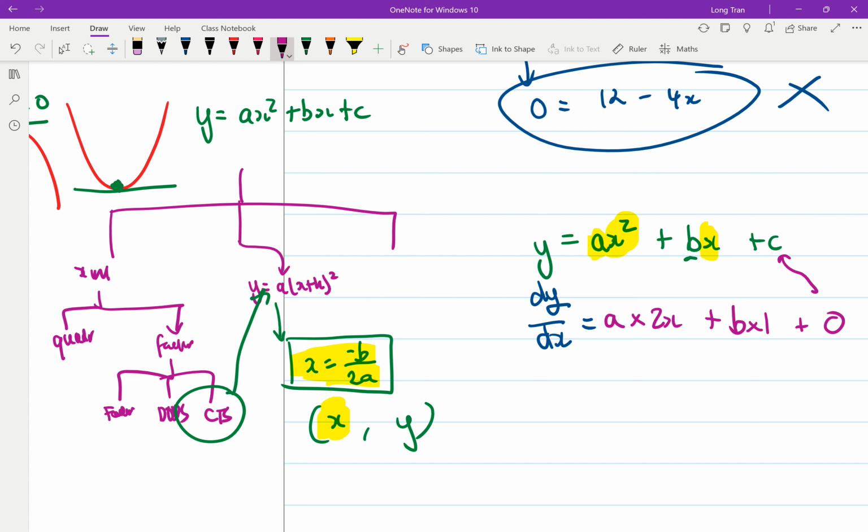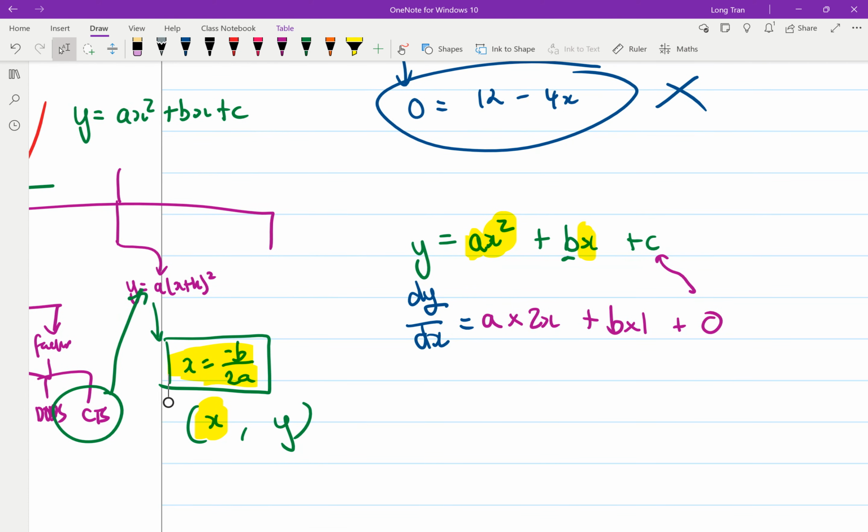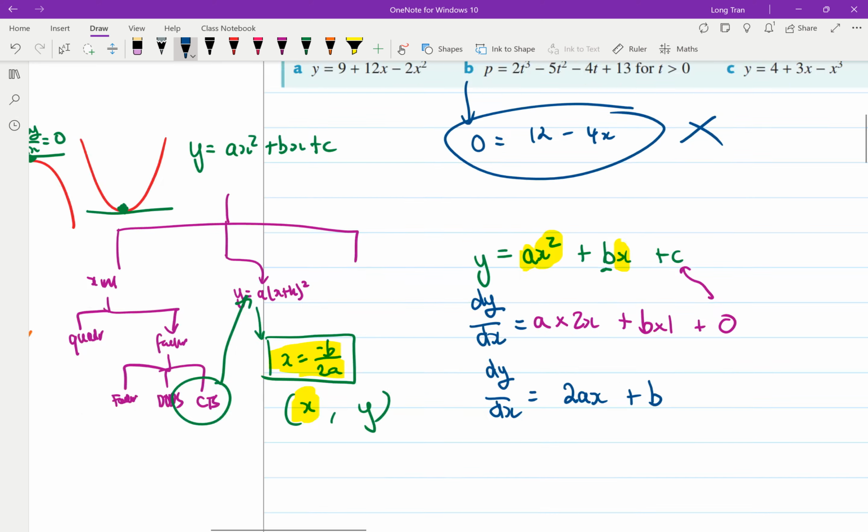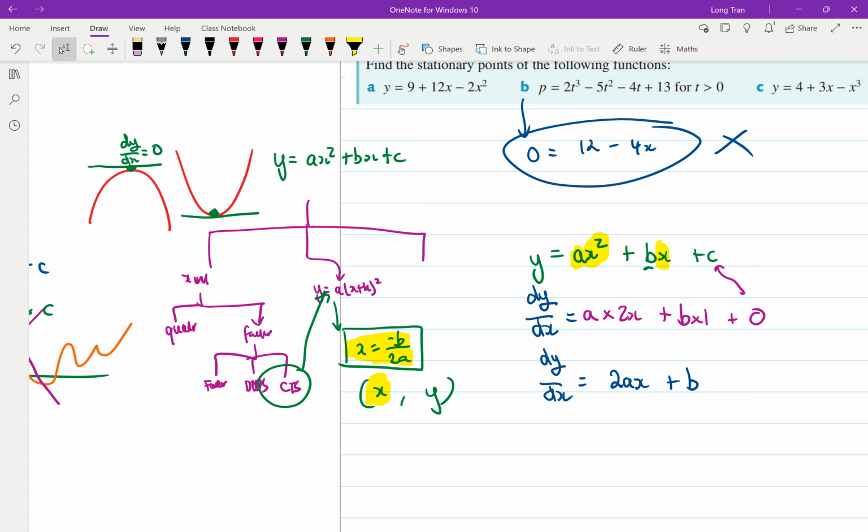So what you end up with is dy/dx, which is the derivative, is equal to 2ax plus b. Now if I want to find a turning point, we knew that turning points occur when the derivative equals 0. So that's my derivative for any quadratic equation. Doesn't matter what quadratic equation I get, that's my derivative. So I know that at the maximum or at the minimum, the derivative has to be 0. So that's what I write.